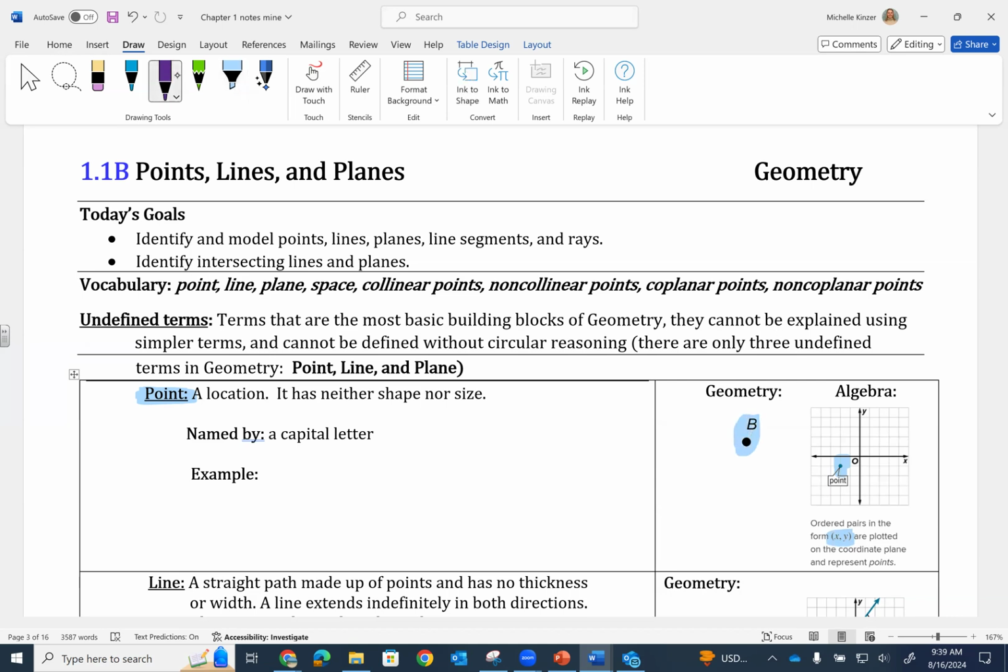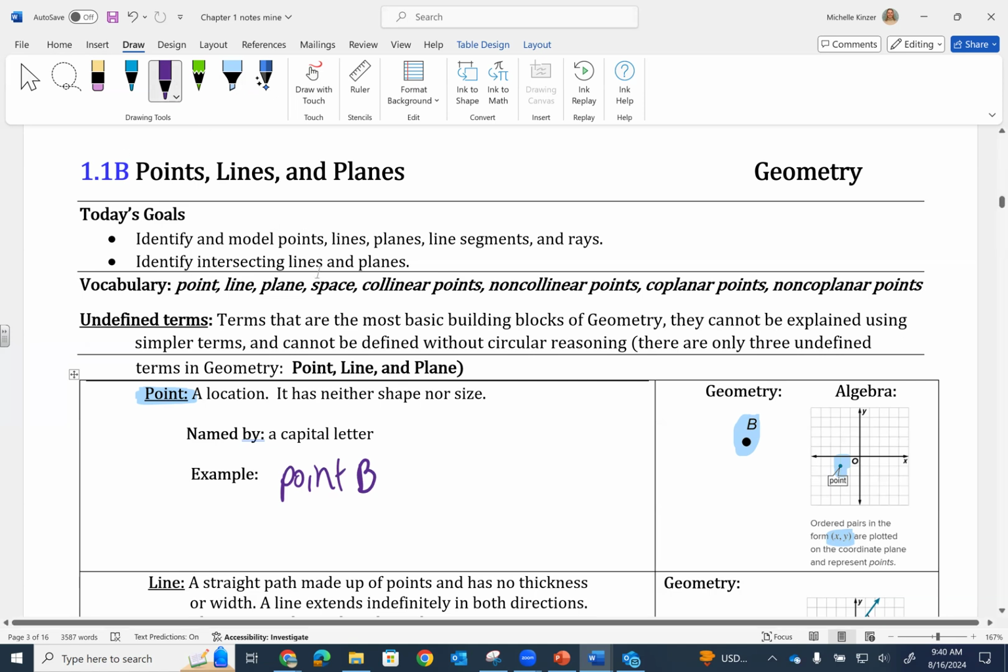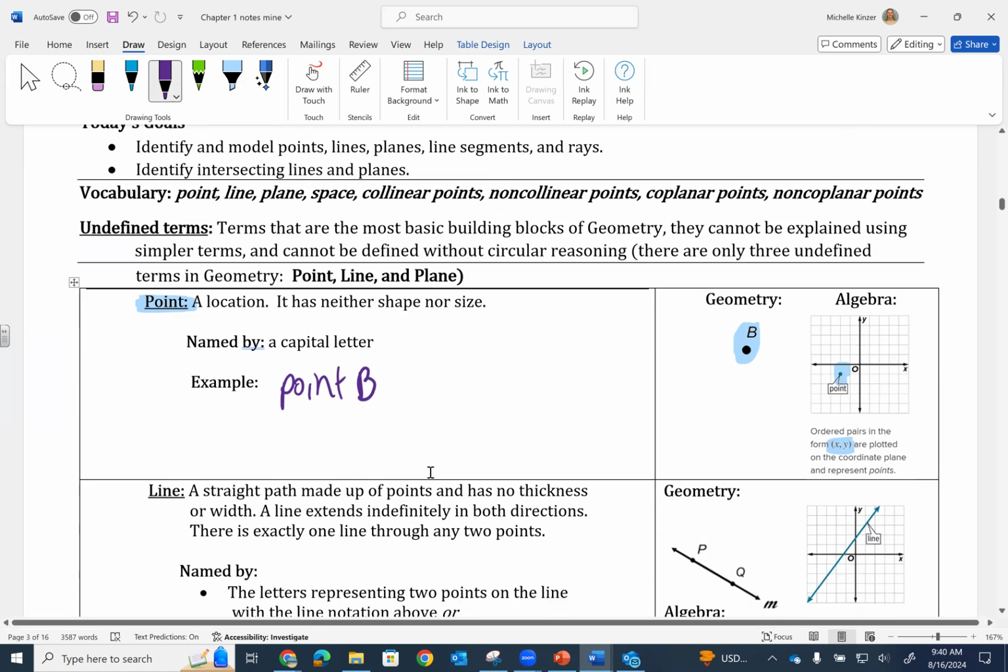Okay. And so to name a point, we're going to say, okay, any shape needs a word. So you would say point, and then you would say B. Okay, so the name of this would be point B.